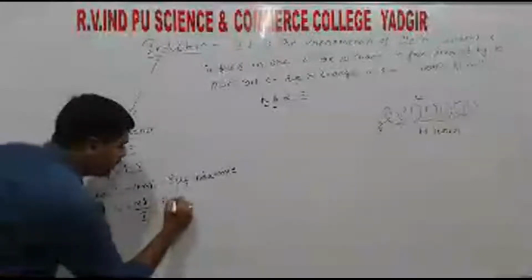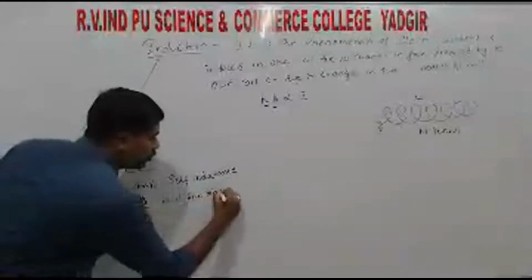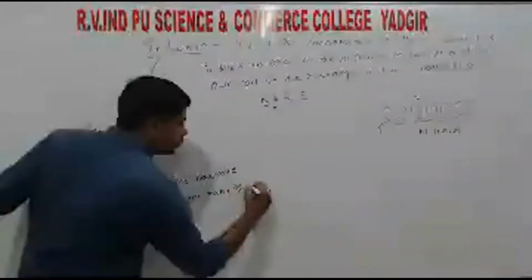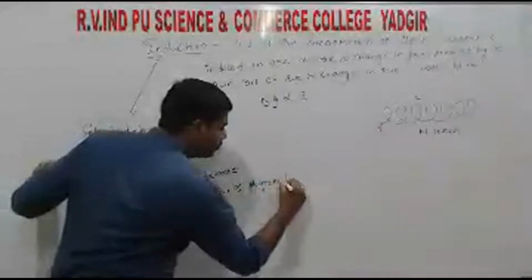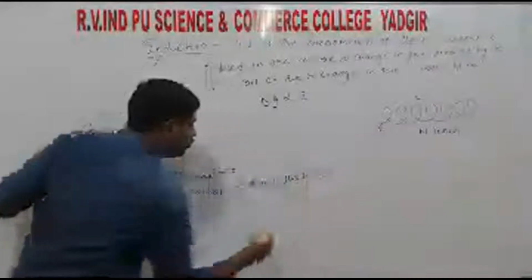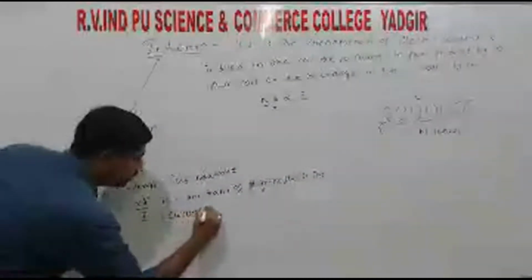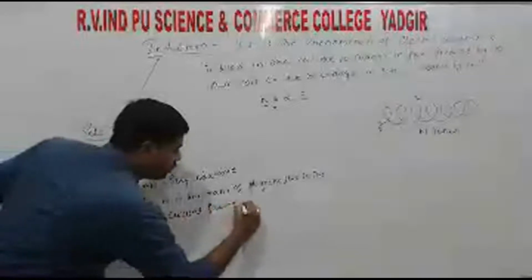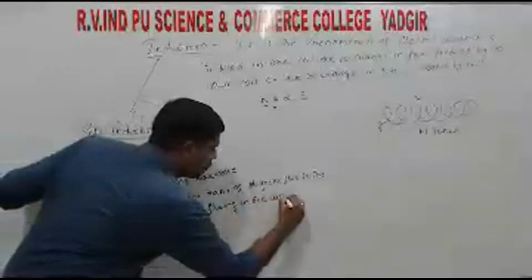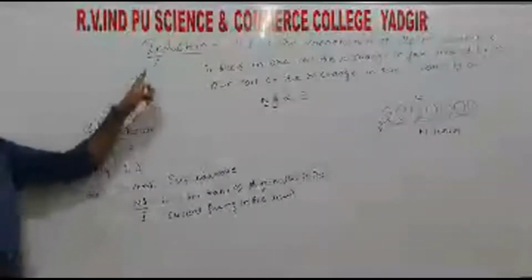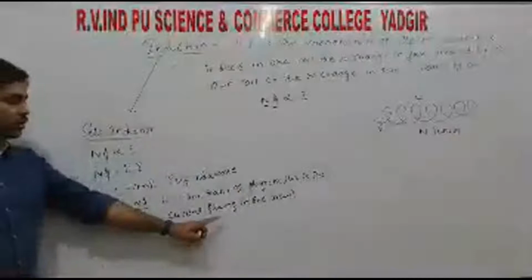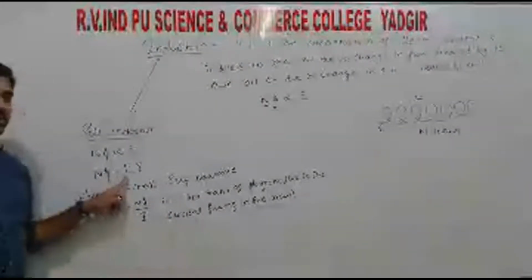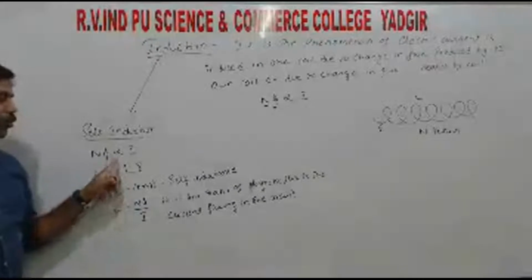So self inductance is the ratio of magnetic flux to the current flowing in the circuit. Induction is different, inductance is different. Induction is a phenomenon. Inductance is the ratio of magnetic flux to the current flowing in the circuit. Inductance is a constant for us, the proportionality constant.